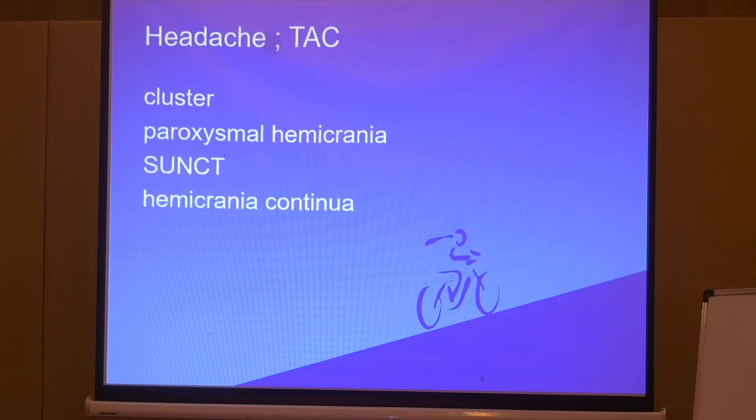The cluster, the paroxysmal hemicrania, the SUNCT. Cluster is the most common of these. And SUNCT is by and large the differential of trigeminal neuralgia. And I'm sure a lot of ENT people are seeing trigeminal neuralgia. So SUNCT could be a differential of trigeminal neuralgia.